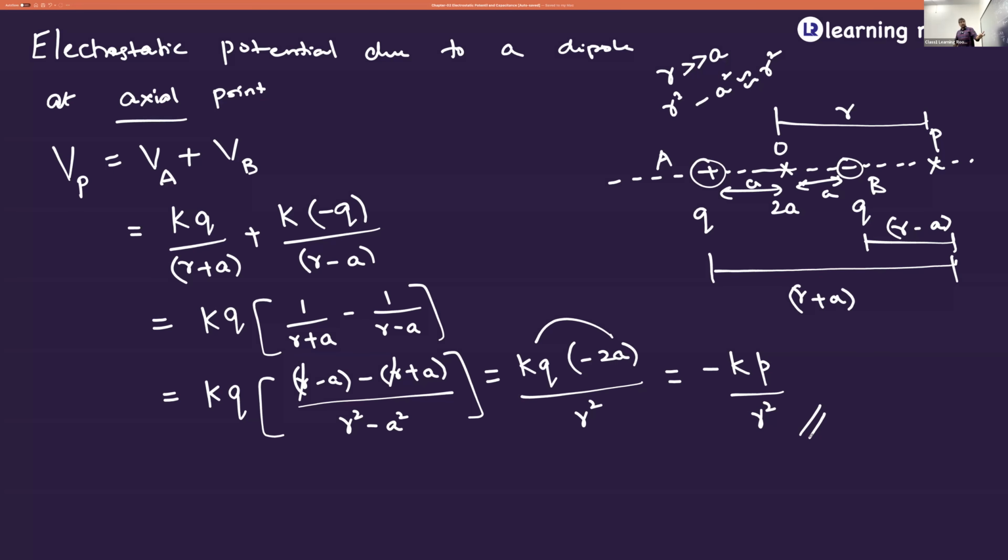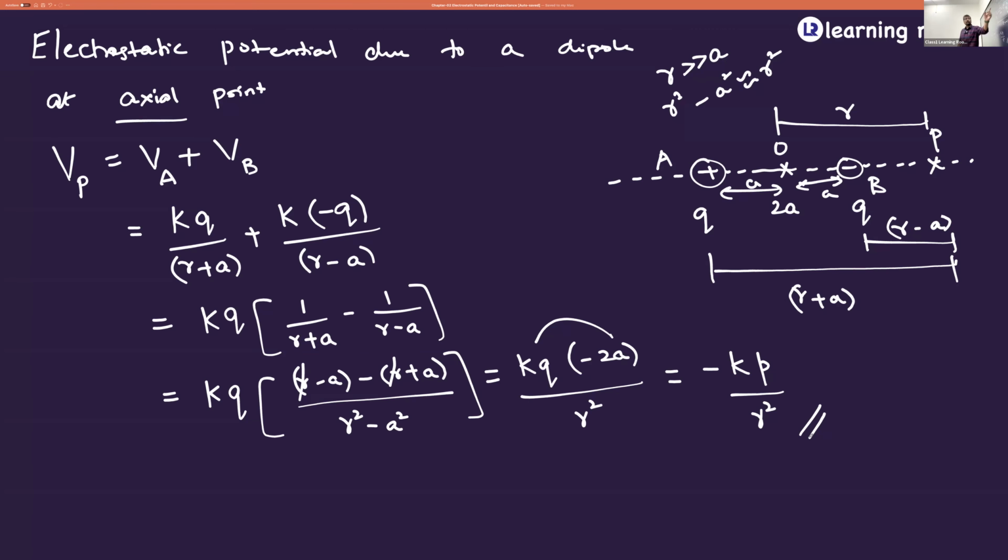So if you ask me if this is the value every time, no. Value in the sense, I'm talking about the sign, I'm concentrating on the sign, right? If suppose somebody asks you what is the potential at point P, if you say minus Kp divided by R square, you will be wrong because it depends on where you're considering that point. In this scenario, we got it as negative because the point P is considered closer to the negative charge.